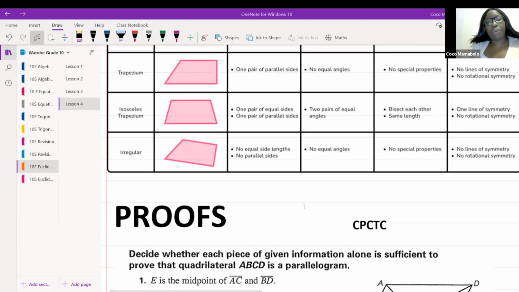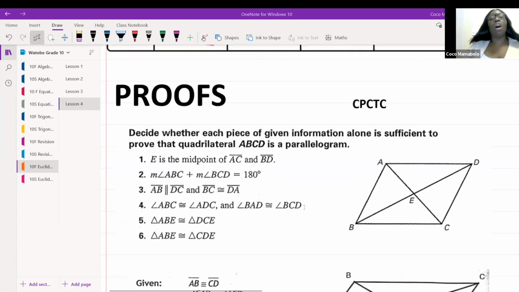Okay, so if we think about the proofs of these quadrilaterals, and I know Muteo's about to be like, yo, I have to prove that a square is a square. Yeah. Unfortunately, we're going to have to prove that a square is a square. Okay, we're looking at the proofs of quadrilaterals. And one thing that I want us to remember is this acronym over here. It looks kind of weird, but it's going to make sense in a little bit.